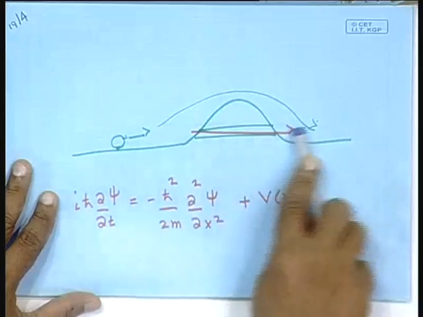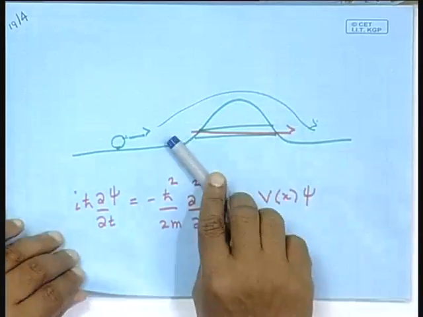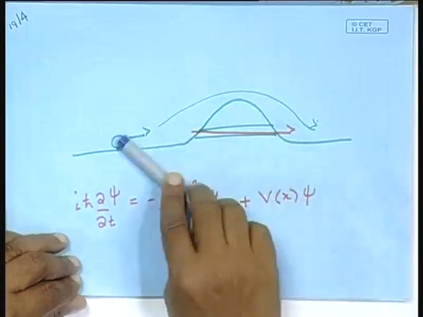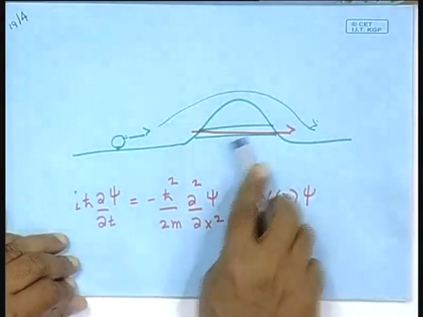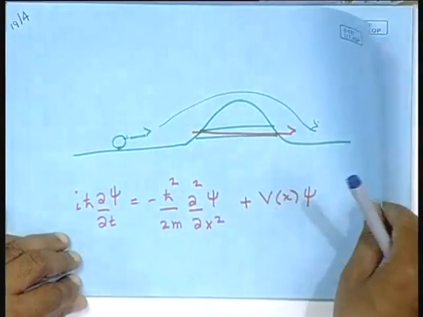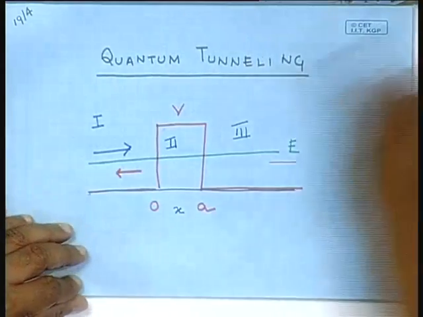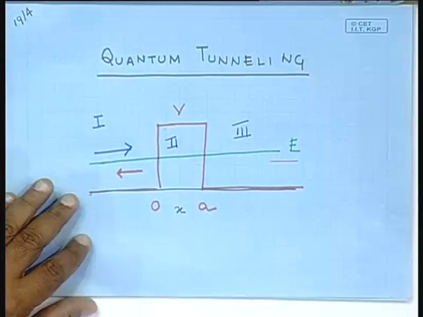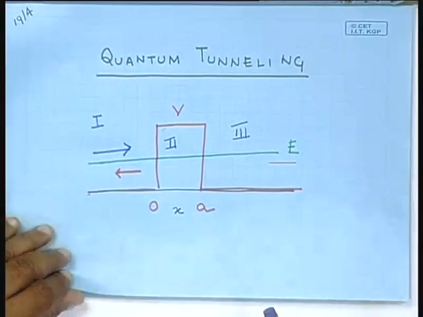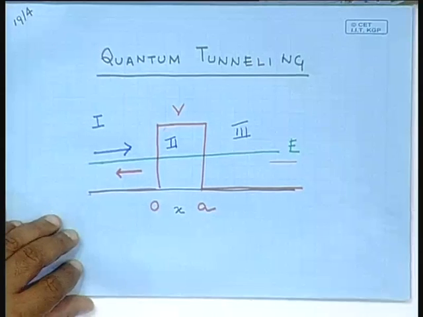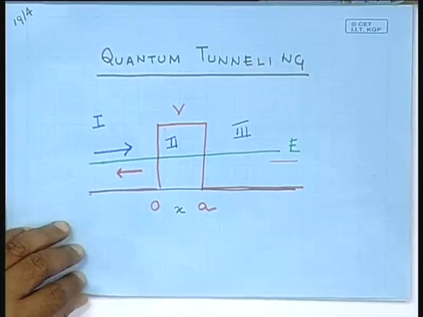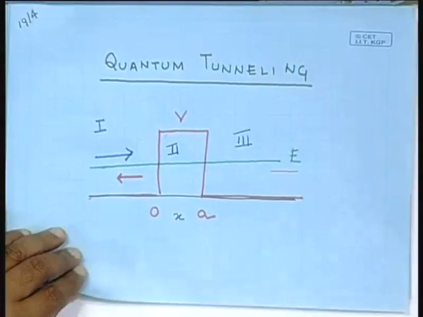And you can calculate the tunneling probability, the transmission coefficient, reflection coefficient in a situation like this also. The calculation is going to be a little more complicated, but you can take the same kind of message. If you increase the height of the potential barrier, the tunneling probability is going to go down. If you increase the width of the potential barrier, the tunneling probability is going down, and you are going to have the phenomena of tunneling.